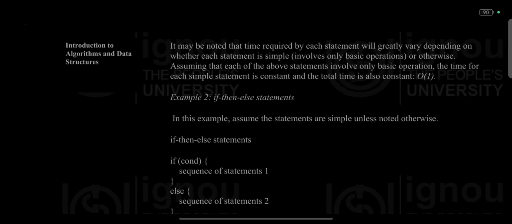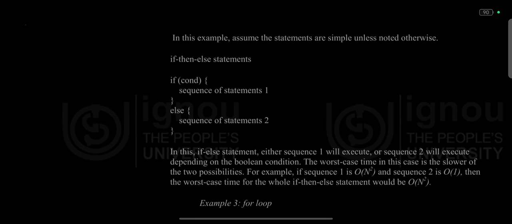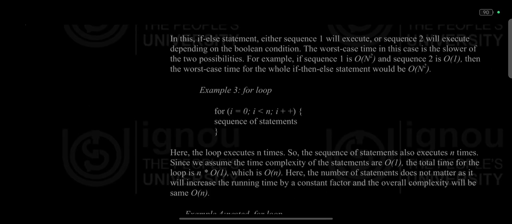Example 2, if-then-else statements. In this example, assume the statements are simple unless noted otherwise. If condition, sequence of statements 1, else sequence of statements 2. In this if-else statement, either sequence 1 will execute or sequence 2 will execute, depending on the Boolean condition. The worst case time in this case is the slower of the two possibilities.